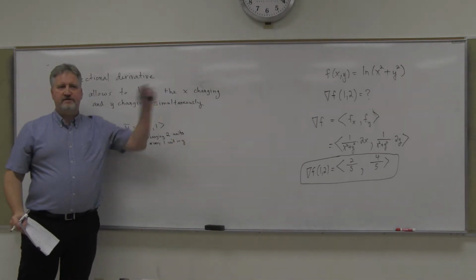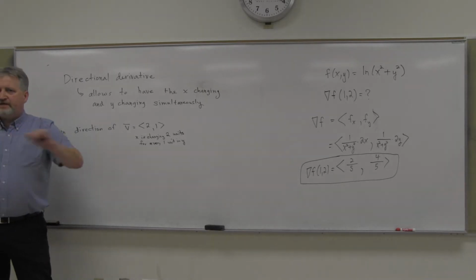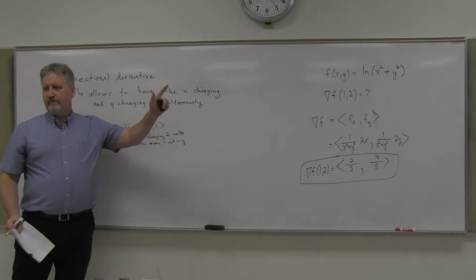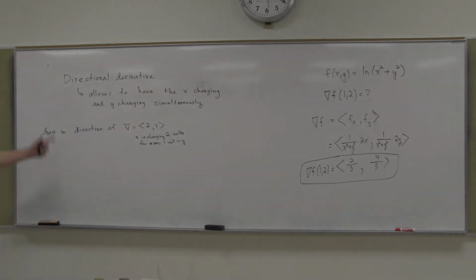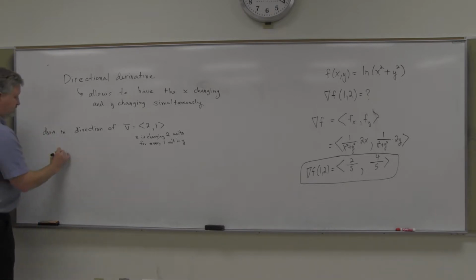So you see what we're doing? We're giving it a direction. Instead of just going specifically in the x direction or specifically in the y direction, now we can go in a different direction, whatever direction we want. Hence it's called directional derivative. Now, for consistency, this direction may be the direction, but we're going to use a unit vector for the direction.